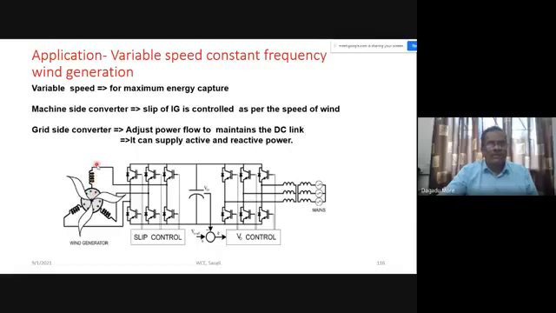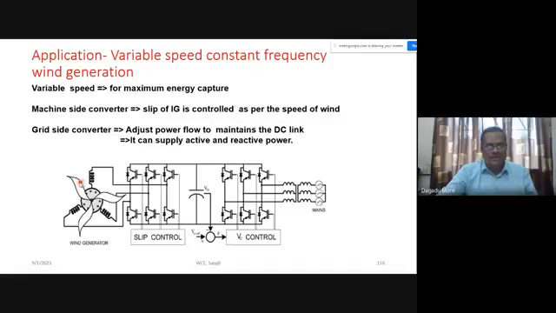So now we have a stator winding, and these are connected to the PWM rectifier. We have a DC link capacitor, and then a PWM inverter, which will be connected to the grid through a transformer.